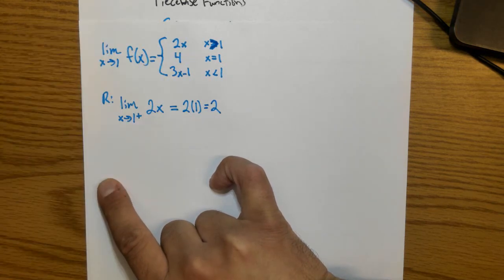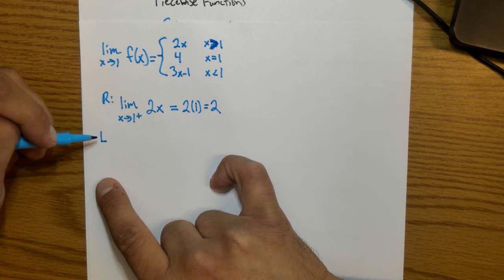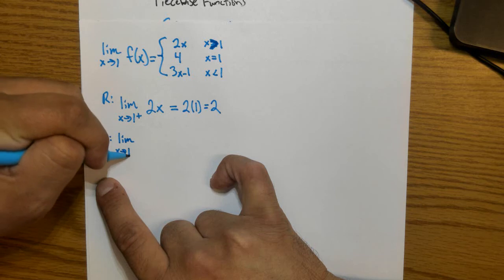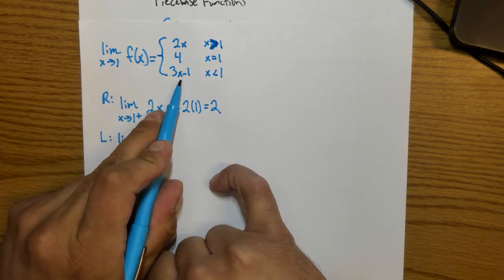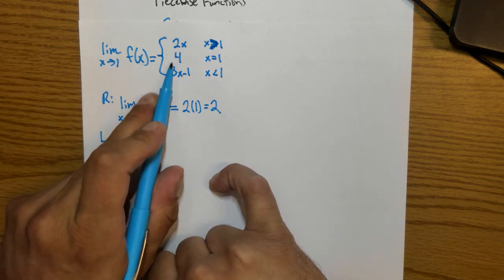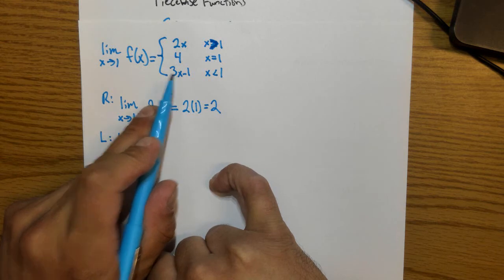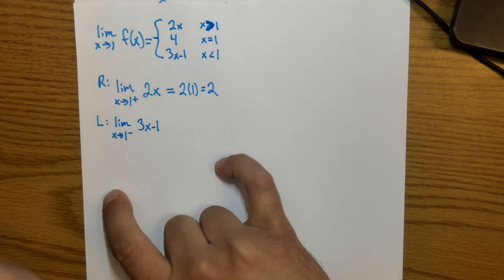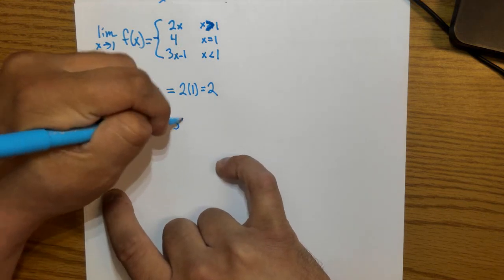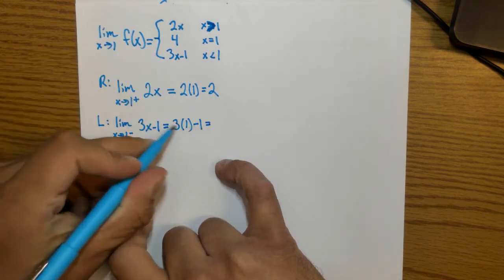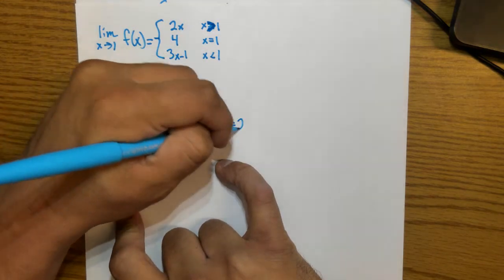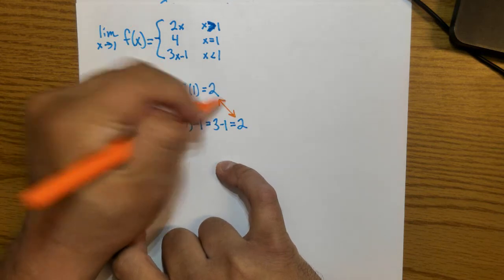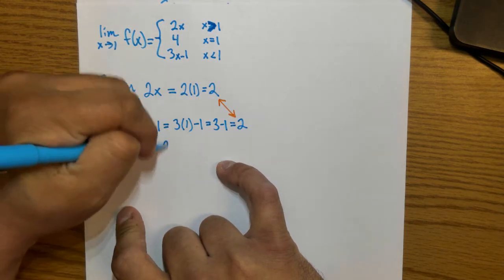Let's see if the left hand agrees. So the limit as x approaches 1 from the left, we're going to be using this function, not this one, because the 4 is when it's equal. We're talking about as it approaches from the left. So 3x minus 1, again, we'll plug in 1, which gives us 3 minus 1, which is 2. Now look here. You might notice these two agree, right? 2 equals 2.